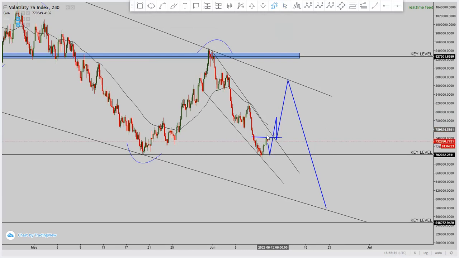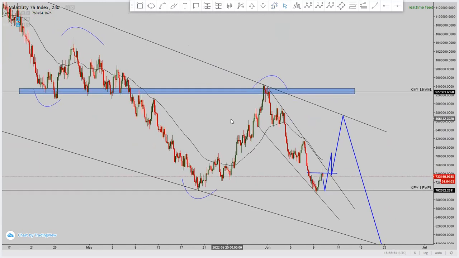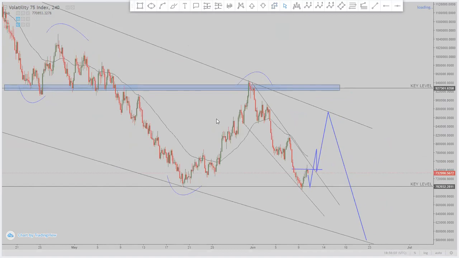But the best buy will always be after the break of this small channel here, because remember, overall, we are still in a bearish market. So that is what I'm looking at for my VIX. My 4-hour time frame is very, very clear. My 4-hour analysis is very clear like that. I'm not confused. I actually know what I'm waiting for.